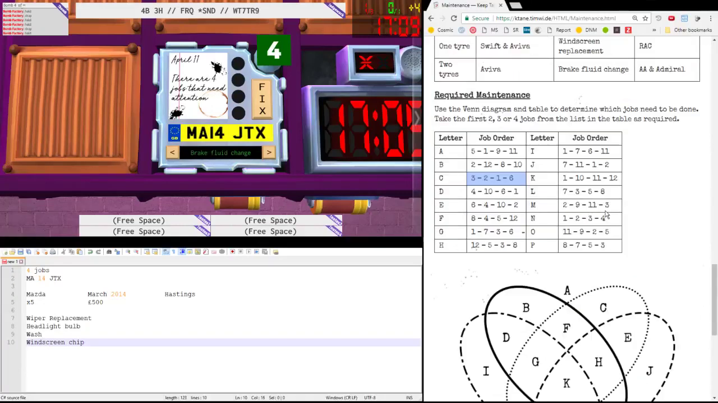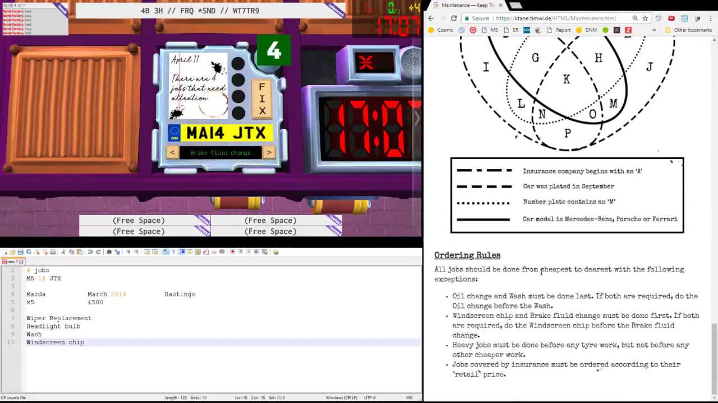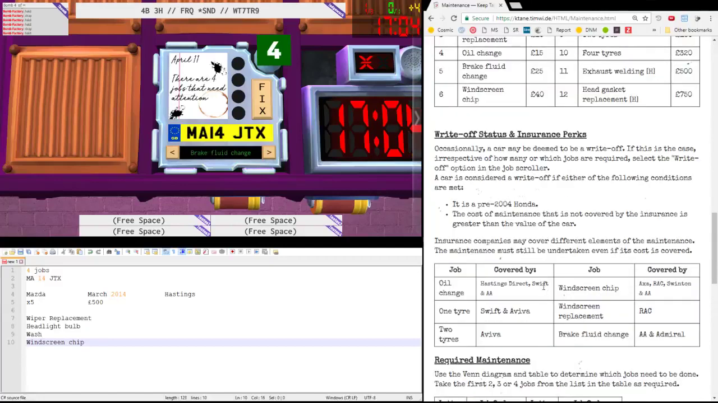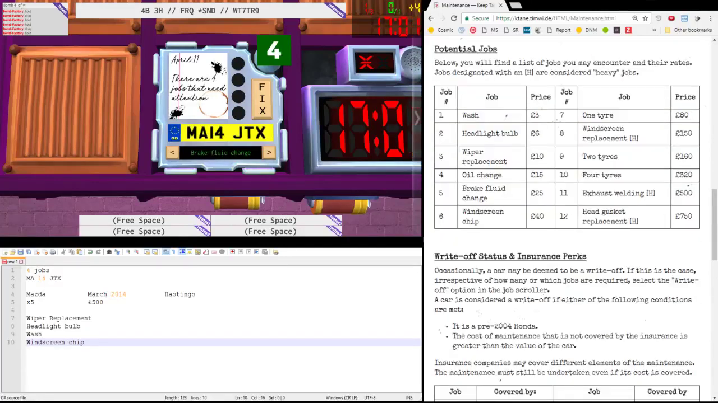Alright, let's put these in order. They should be done cheapest to dearest. And one thing, I haven't done it yet because we haven't had very many. But when I actually jot these down, I like to put them in order by price when I start, which is also just numeric order 1, 2, 3, 4, 5, 6. I'm going to stick the wash at the top initially and the windscreen chip at the bottom, for example. That way, when I'm done moving the special rules, I know they're already in order based on price, which is my other criteria.